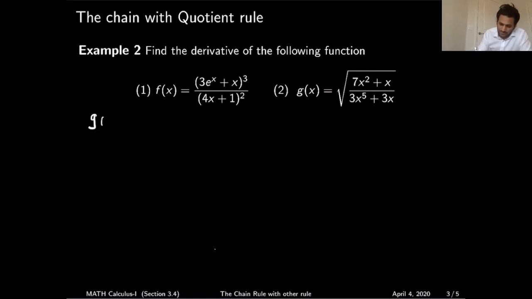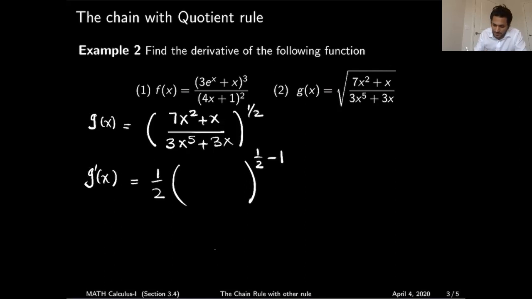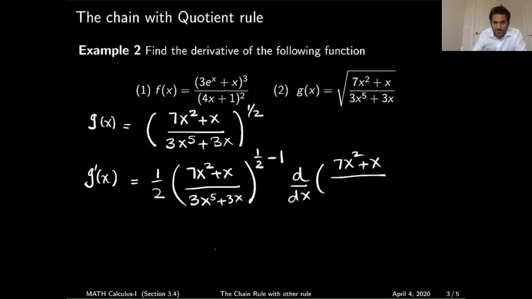So as you can see, the function g(x) is the square root of (7x² + x) divided by (3x⁵ + 3x), that is, raised to the power 1/2. Since the power function is outside and the quotient function is inside, we will take the derivative of the outside function first. So g'(x): the derivative of the outside is 1/2, the inside function will stay as it is, raised to 1/2 minus 1. So this is (7x² + x) divided by (3x⁵ + 3x), and then the derivative of the inside, which is (7x² + x) over (3x⁵ + 3x).